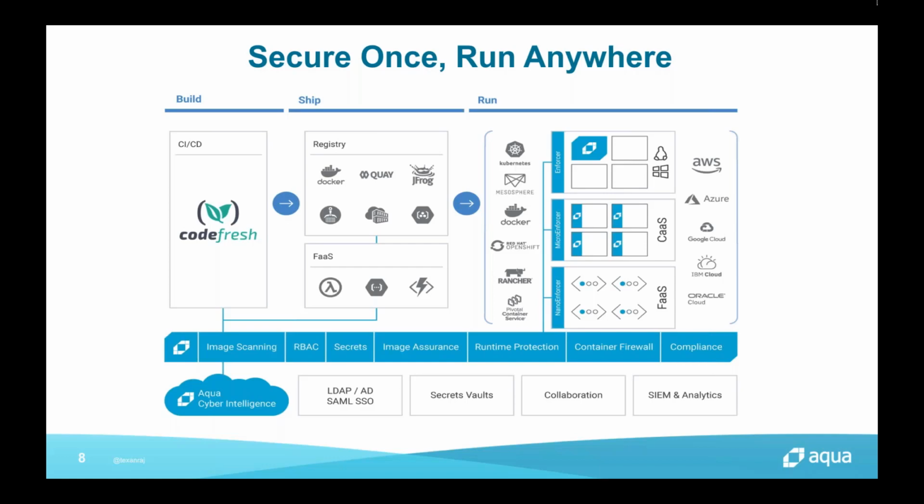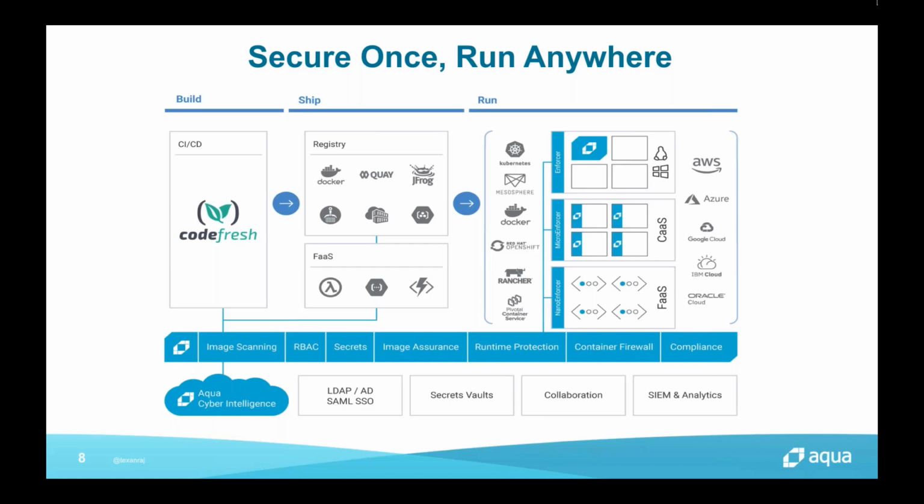So typically, Aqua is in a Kubernetes environment. We run as a daemon set as an enforcer. In a container as a service type of environment, we can run as a micro enforcer, and in a function as a service, we run as a nano enforcer.